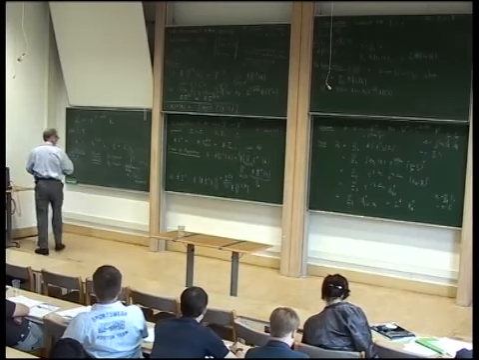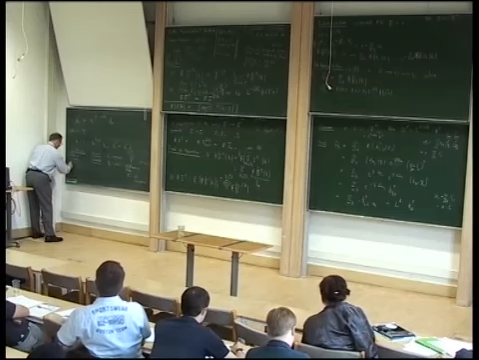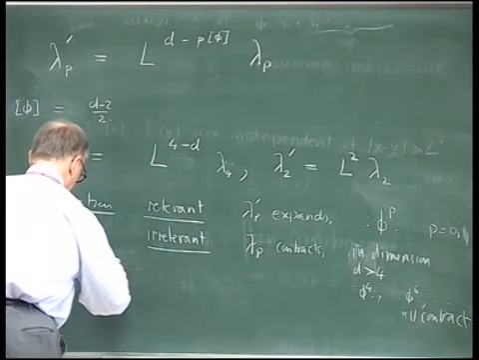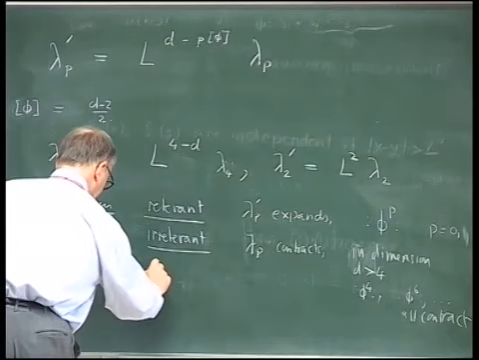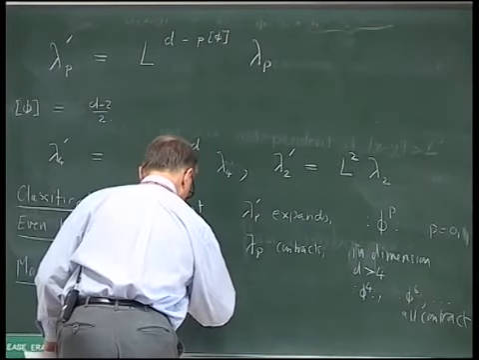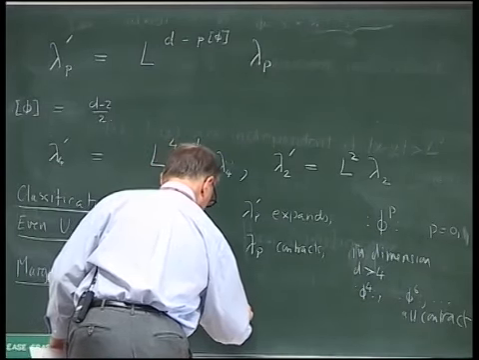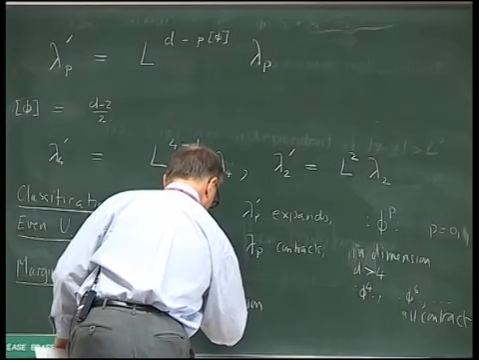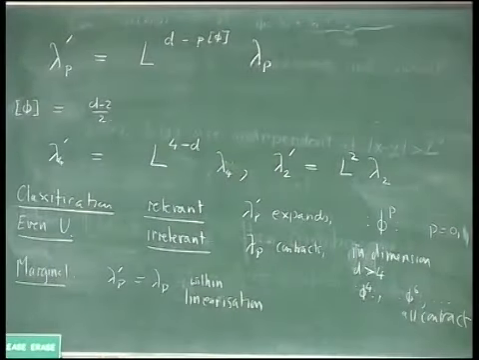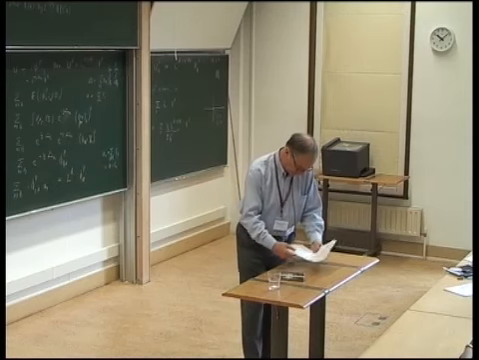Now, of course, in dimension d equals 4, phi to the 4th is called marginal. So marginal: lambda prime sub p is the same as lambda p at the linear level, within linearization. Phi to the 4th, therefore, is marginal in 4 dimensions.